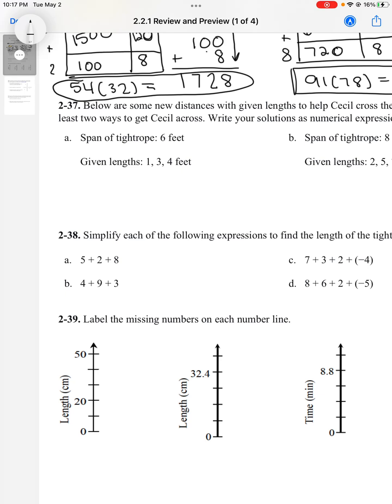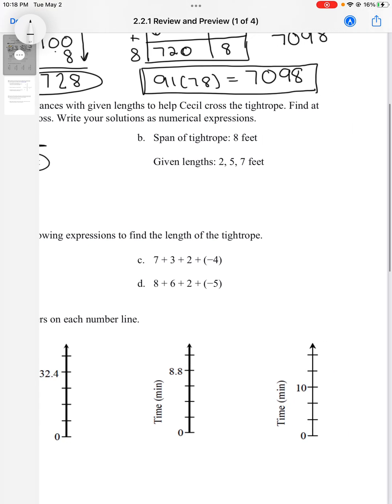So for part A, I have to go 6 feet, okay? I can only use 1, 3, and 4 to get there. So I'm going to start off simple. I can say, well, 3 plus 3, that's 6. I get a little bit more complicated and I can say, well, what if I used 3 plus 4, which is 7. So then I have to go backwards 1. Those are just 2 examples of something that I could write.